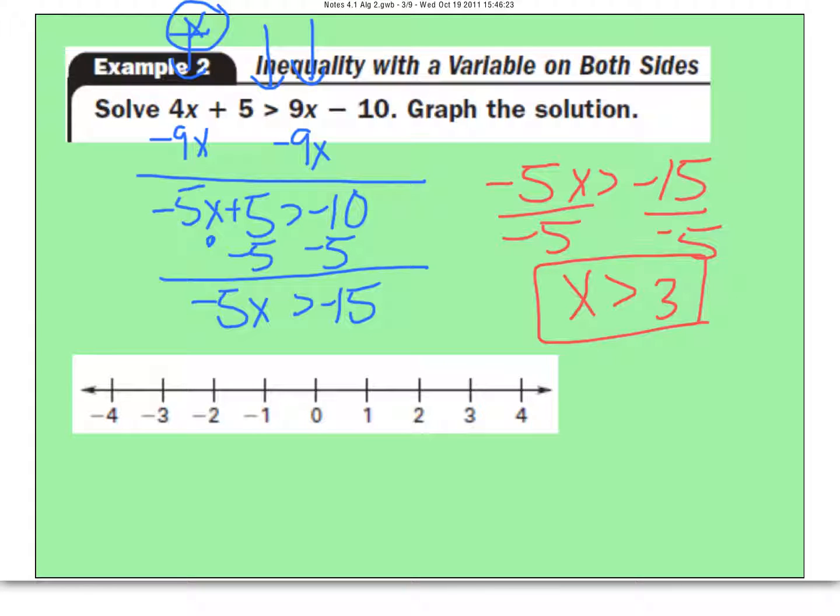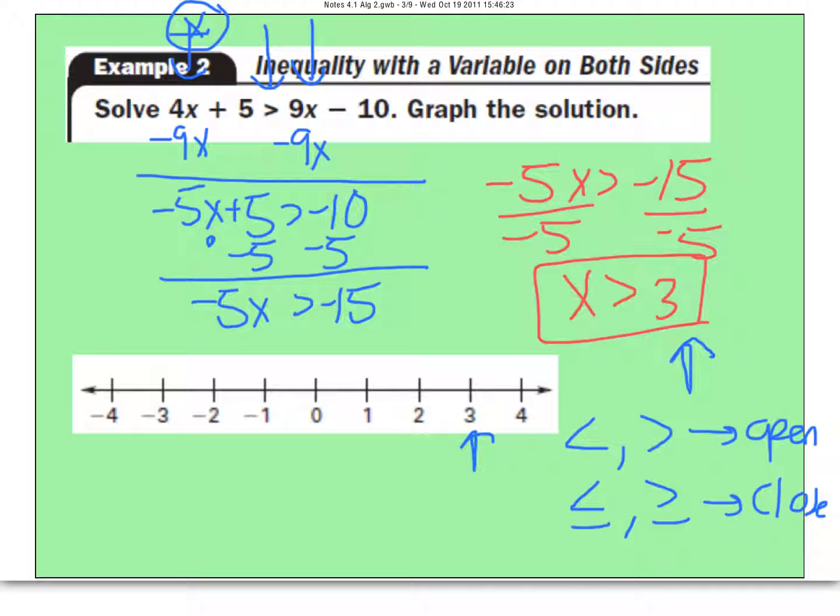So what you do is you put a point at the number it's stated, and it's the number 3. So I go to 3. You have to decide if you do a closed solid circle or an open circle. If you have less than or greater than, you do an open circle. If you have less than or equal to or greater than or equal to, you do a closed circle. So when I see that x is greater than 3, I'm going to do an open circle, and then you just read it as it says.